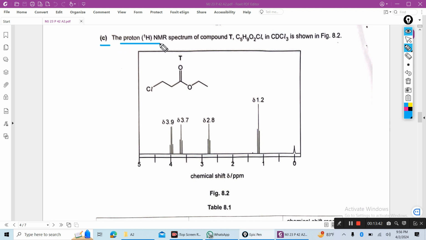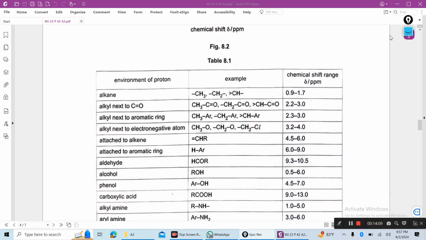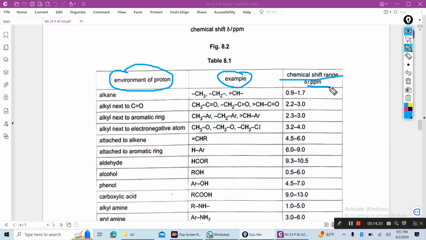Now next, the proton, meaning hydrogen NMR, nuclear magnetic resonance spectrum of T in CDCl3, deuterated chloroform. This deuterated chloroform is the solvent shown in this diagram. Now here the different proton environments, which protons are responsible, and their chemical shift in ppm are given.